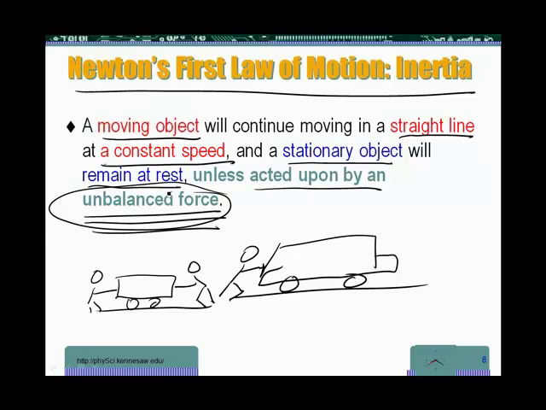Now, out in the universe, out in space, for example, we don't have that issue. You can have objects move in space subject to no unbalanced forces. Or we can experimentally set up cases where we have no unbalanced forces. Okay, now the key again, a moving object will continue moving in a straight line at a constant speed, and a stationary object will remain at rest unless acted on by an unbalanced force.